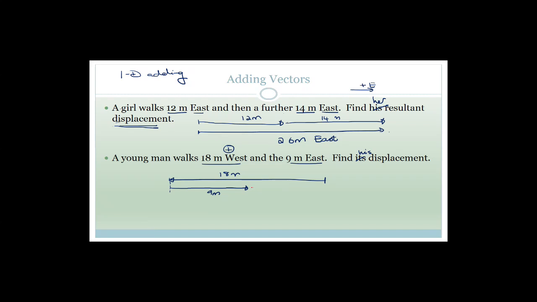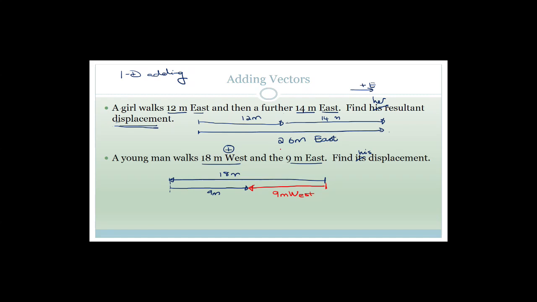Do you agree his resultant is going to be 9 meters west? How far is he from where he started? He's 9 meters away from where he started in the westerly direction.